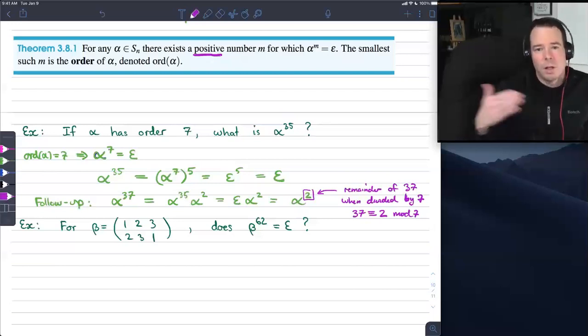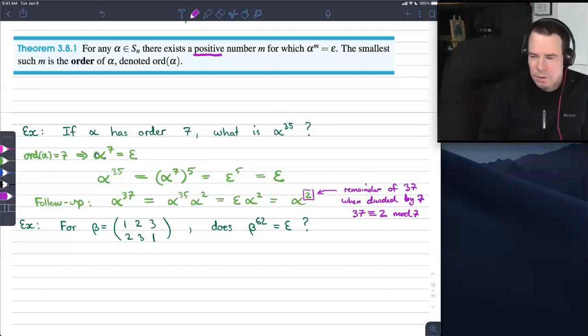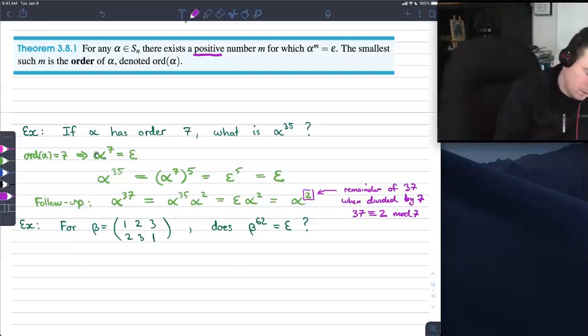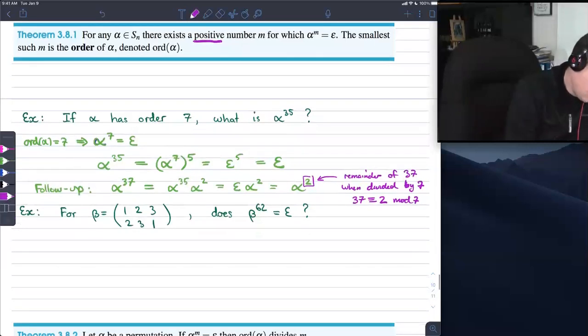So this is where our congruences are going to come in. This is why I wanted to talk about number theory early on and divisibility and whatnot, because it's going to come in terms of these orders and raising things to various powers. Let's have a look at the next one.